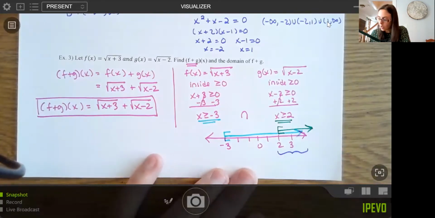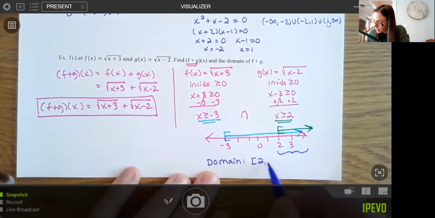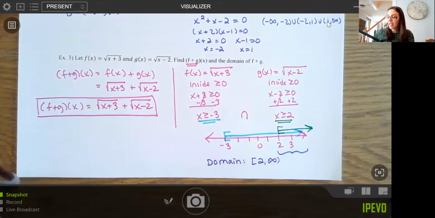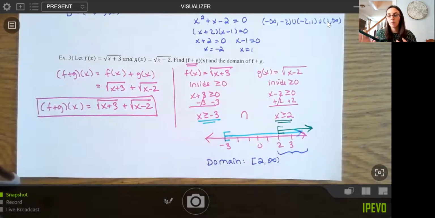So my overall domain is actually only going to be the 2 to infinity piece, right? I can't include this because it doesn't work for g. My numbers have to work in both functions if I'm combining them together. So if you do have restrictions on your domains, then you need to find the intersection of those two restrictions. You need to make sure the numbers work for both functions.